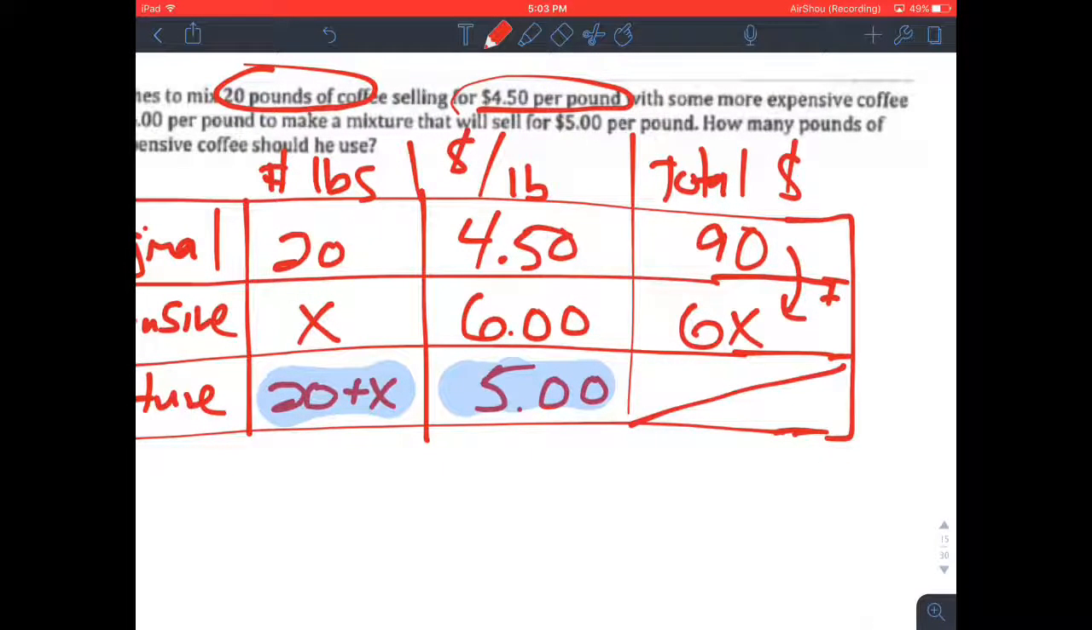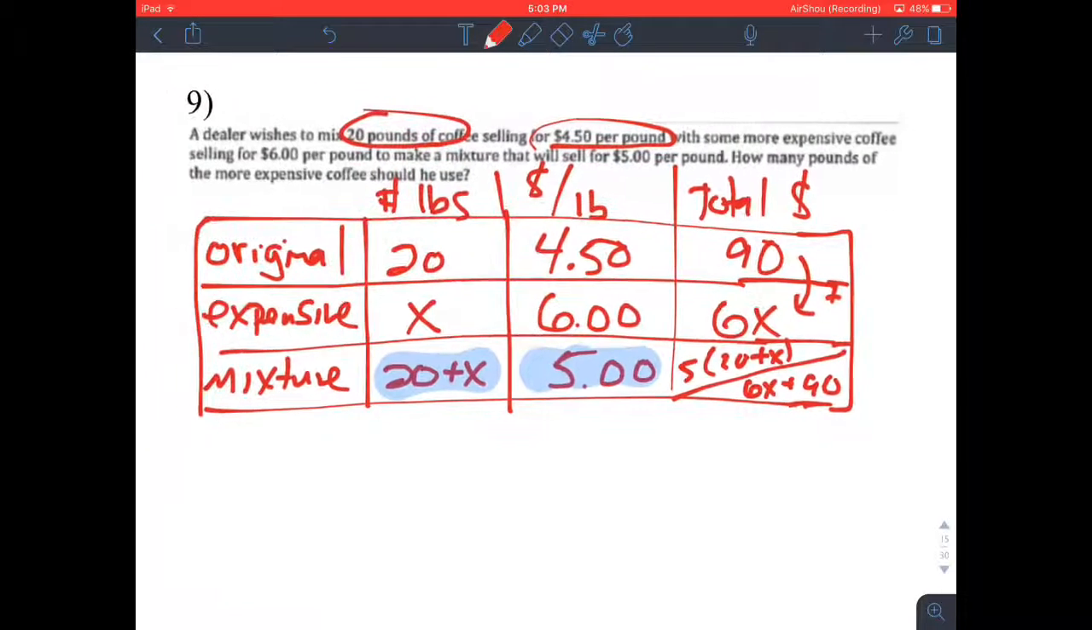So we got 5 times (20 plus X) has a logical reason for being in this box, and 6X plus 90 has a logical reason for being in this box. So we're going to set those equal to each other since they're two things that are referring to the same amount. We're going to solve the equation. That'll give us X, and we defined X earlier as the number of pounds that are in the expensive coffee.